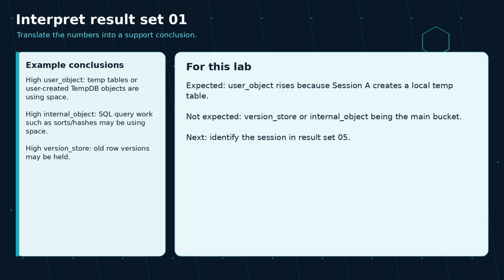In a real incident, a different largest bucket changes the investigation. High user object usage points toward temporary tables or application code. High internal object usage points toward expensive query operations. High version store usage points toward row versioning and transactions that may be preventing cleanup.